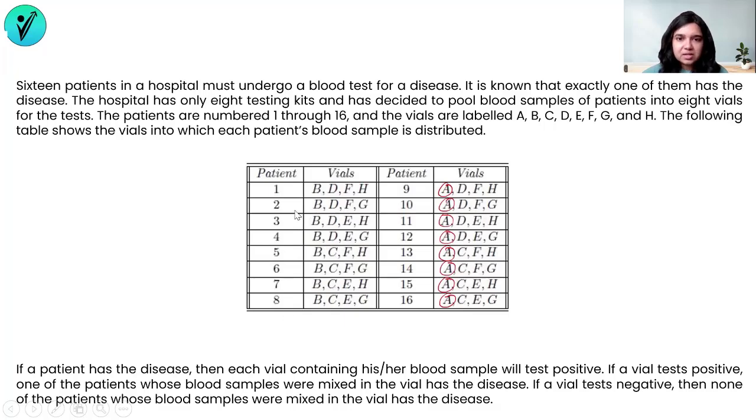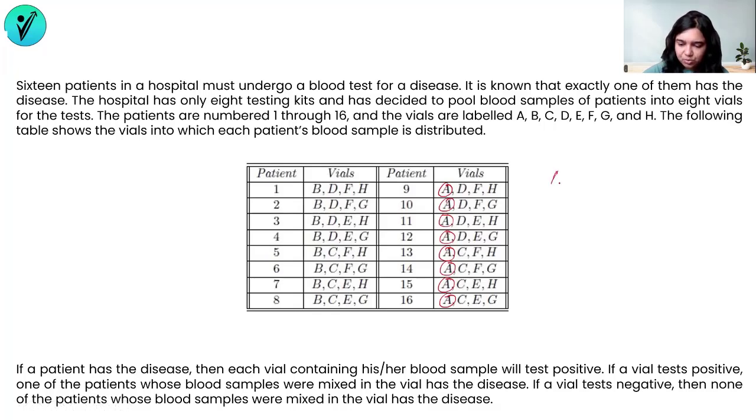Also, if you notice, if A is given as one of the vials, you cannot have a B beside it. B belongs to the other set of people. Similarly, if there is a C, you cannot have a D in it. D is given to the rest of the patients. And likewise, if there is an E, you cannot have an F. There is nobody who has E and F as a combination, or nobody who has A and B as a combination. So they have clearly distributed their blood samples accordingly.